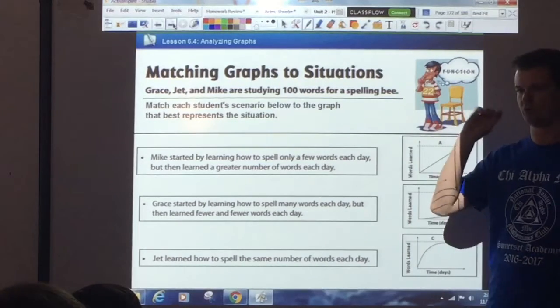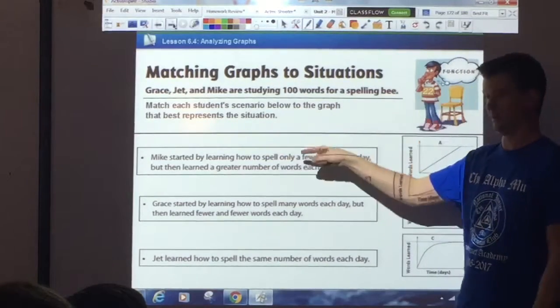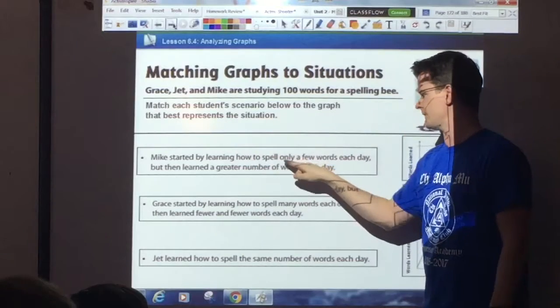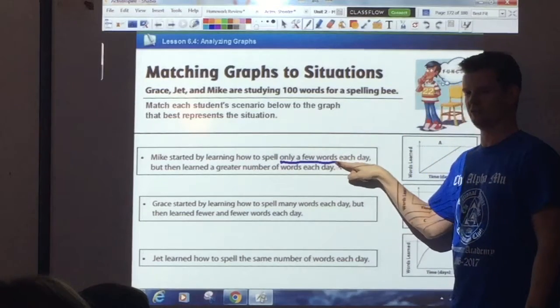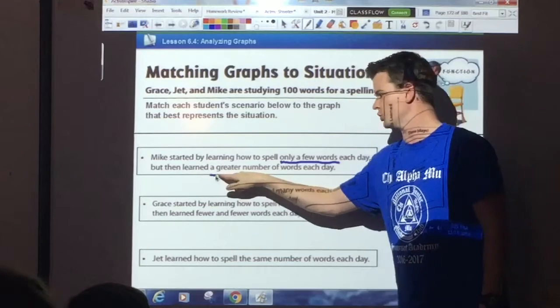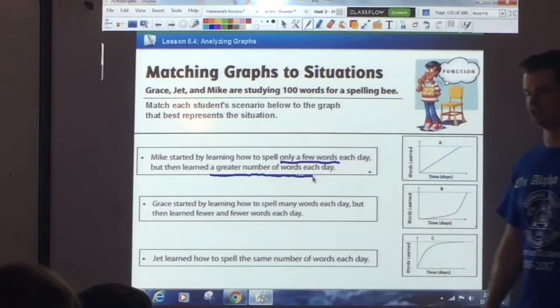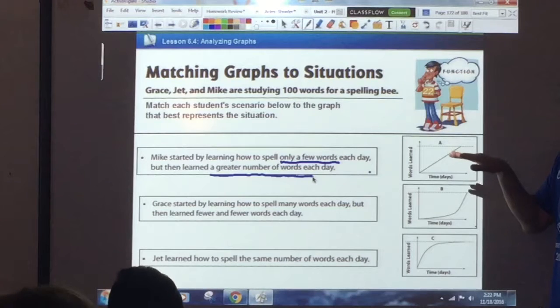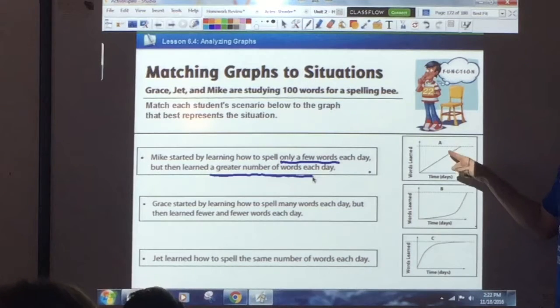So in the first scenario, we see Mike. Mike started by learning how to spell only a few words each day. So that means that when his slope goes up, it's going to go up slowly. But then he learned a greater number of words each day. So this is not a constant learning scenario, so there's no way it could be A.